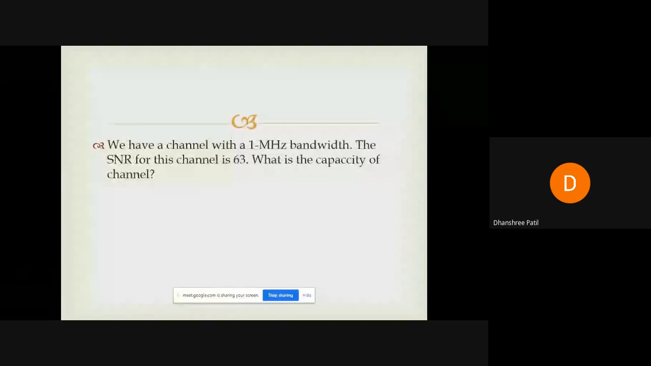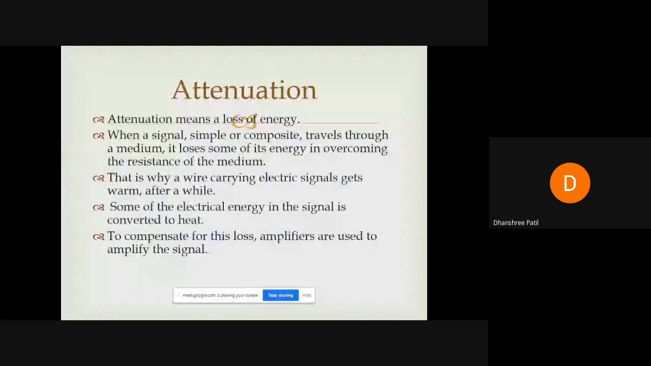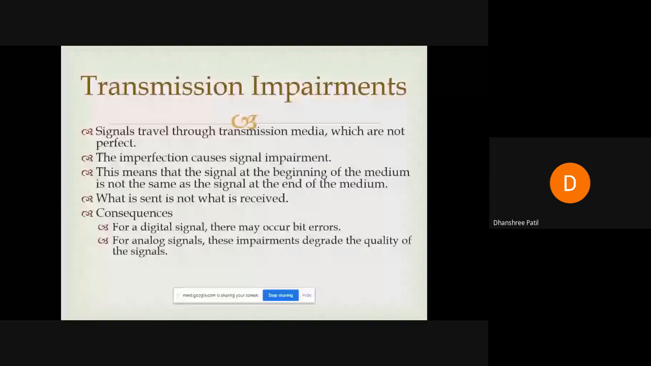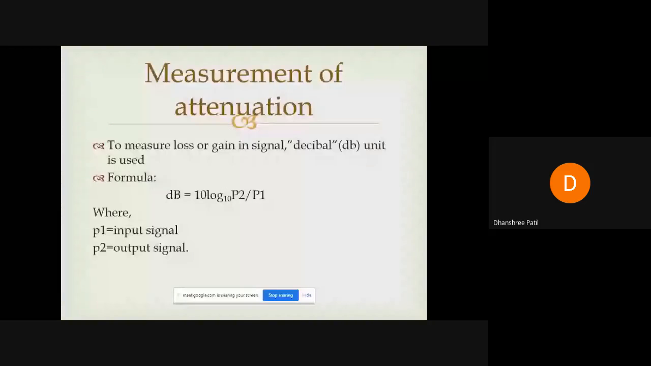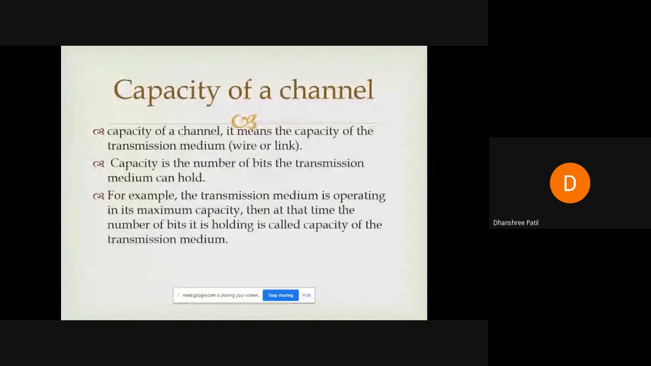Any doubt in this? No. Two points we have seen today. First one was transmission impairments and the second is the channel capacity. Both points are important today. Clear? Transmission impairments and capacity of a channel. Any doubt? No. Okay.